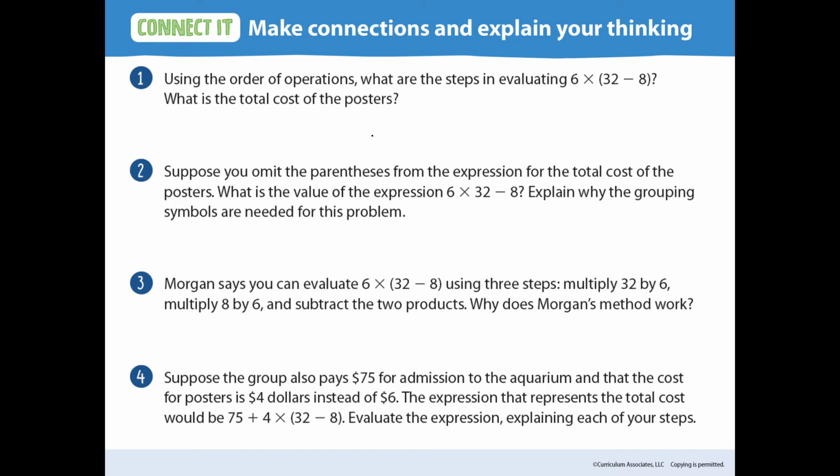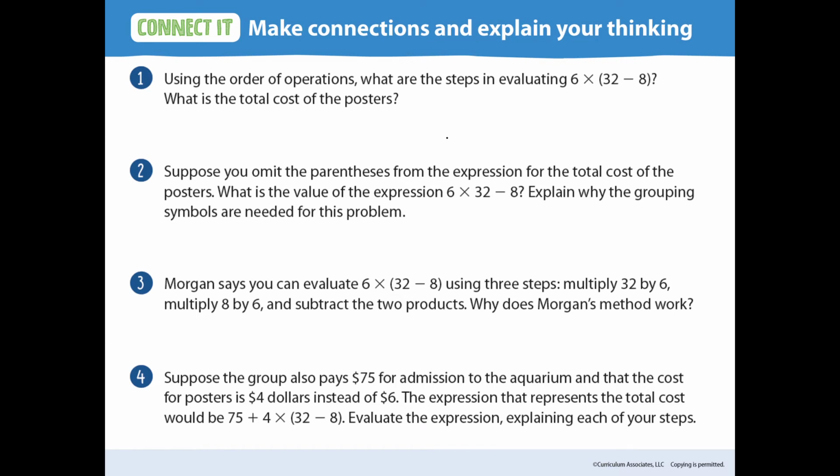Number 2. Suppose you omit the parentheses. Omit is a word that means take out. Take out the parentheses from the expression for the total cost of the posters. What is the value of the expression 6 times 32 minus 8? Explain why the grouping symbols are needed for this problem.